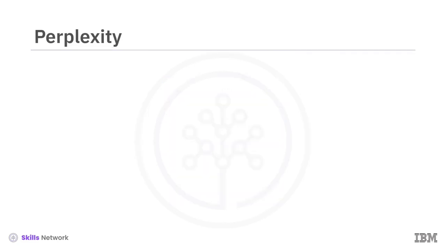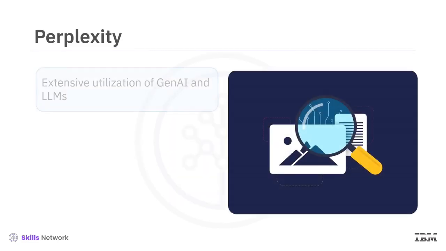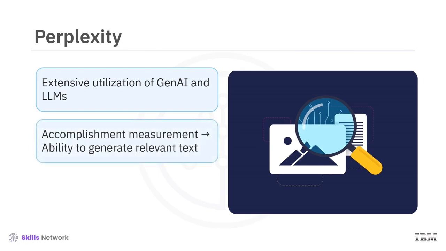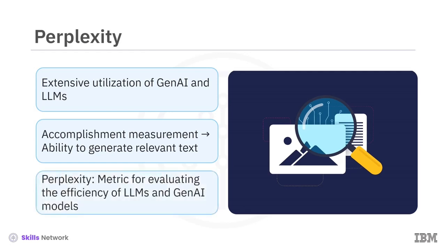Generative AI and large language models, or LLMs, are extensively used to generate text, images, and a lot more. The measurement of their accomplishment lies in their ability to generate consistent and contextually relevant text. But how can you measure and evaluate the performance of these models accurately? This is where perplexity comes into play. It is a metric that has emerged as a precious tool for evaluating the efficiency of LLMs and Gen AI models.